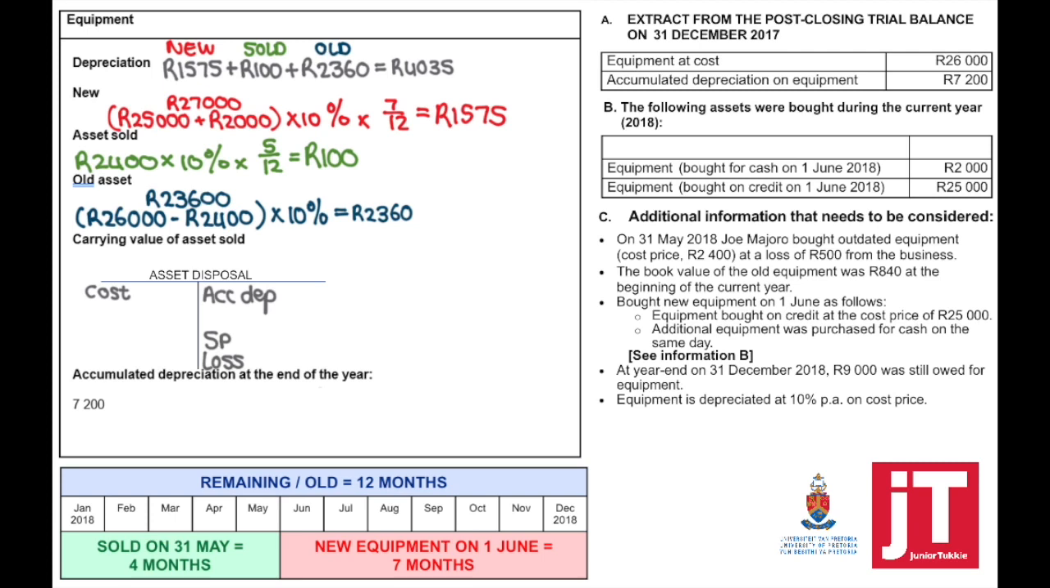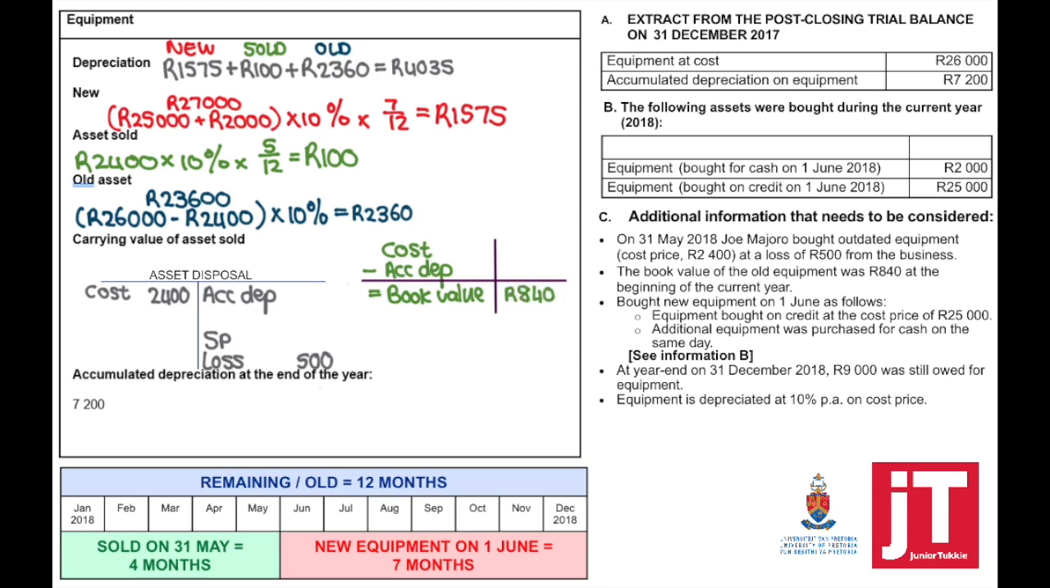If I sold it for less than the book value, it means we made a loss. If I look at what has been given to me, they provided me with the cost, 2,400. They provided me with a loss, 500. So if we look now at cost minus accumulated depreciation equals the book value.